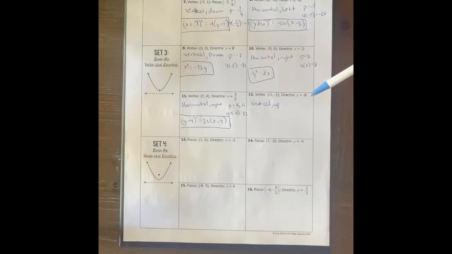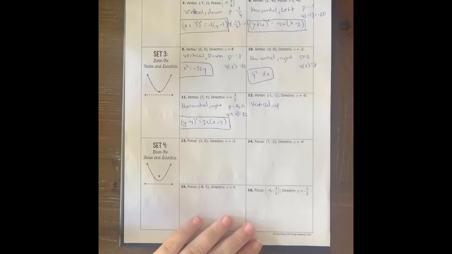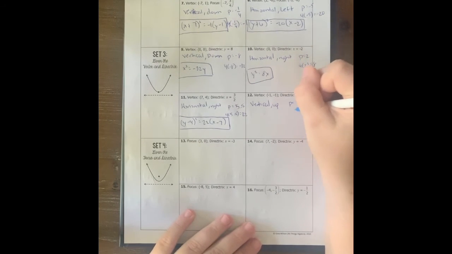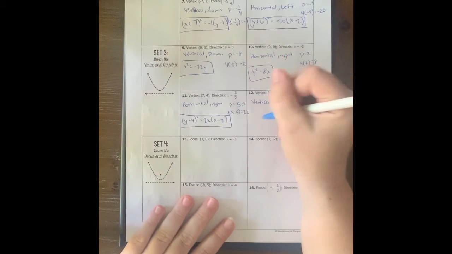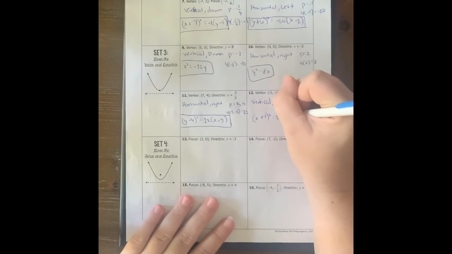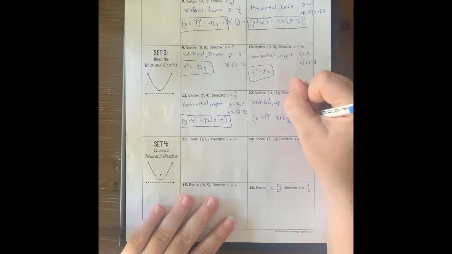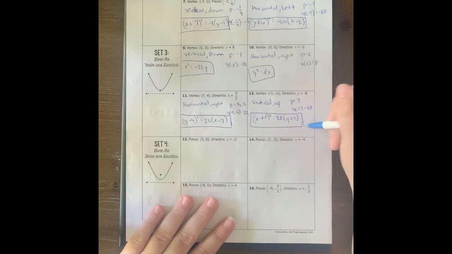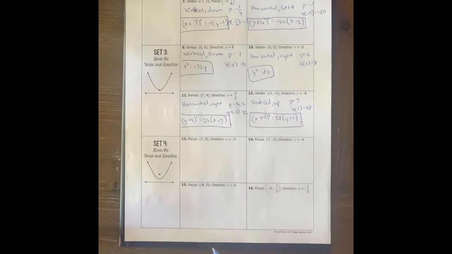Our P, so from -1 to -8 is 7. And because it opens up, it's going to be positive. So P equals 7. So 4 times 7 is 28. So since it's vertical, our x comes first. So we have x plus 1 squared equals 28 times y plus 1.